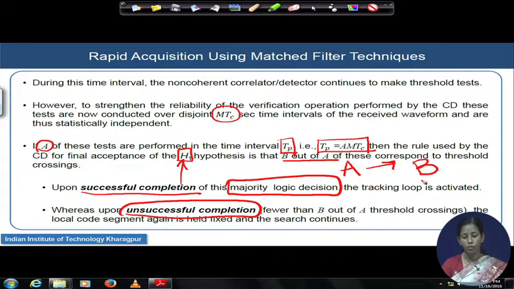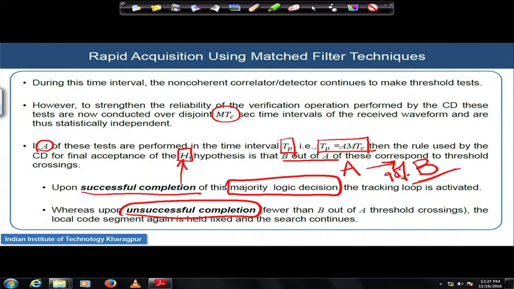Another point is how you will select this capital B. It depends on what percentage of the time, out of this capital A, you expect the correlated output to cross the threshold before you declare a hit. Sometimes it will be 90% of the cases of capital A; this percentage may vary from 80 to 99. Any value you feel is fixed for your typical synchronizer design and system design, depending on how crucial it is to be synchronized with the incoming signal.